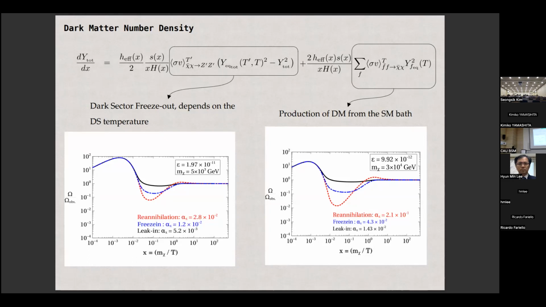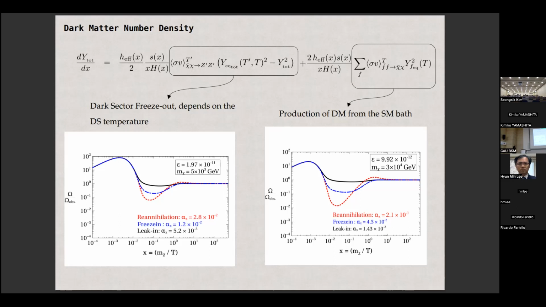the evolution of the relic density with respect to the parameter X, which is defined as M chi over T. And one can see that for the black line, for which alpha X is very small, which is defined as Gx squared by 4 pi, the relic density is mainly governed by only this term. And as we increase the value of alpha X, the freeze-in term will trigger, and the final relic density will be governed by this blue dashed line.